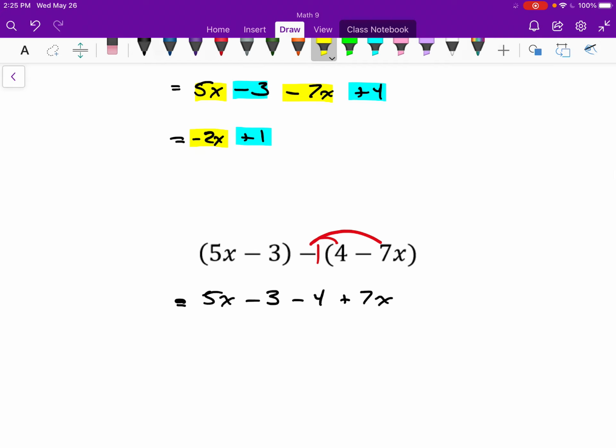And so if I do that, I don't need to think about subtracting a negative anymore. I can now just focus on looking for like terms. 5x plus 7x, that's 12x. And here, minus 3 take away 4 is minus 7.